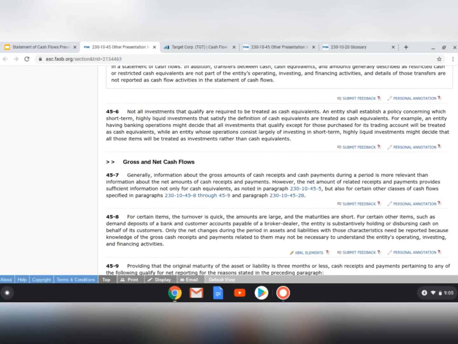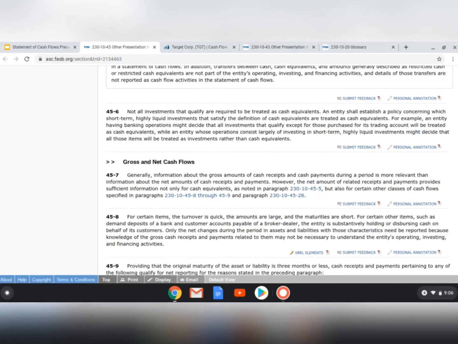So the codification we have is ASC 230-10-45-7. This is just letting us know the difference between gross and net cash flows, which we generally talked about before. It says that generally information about the gross amounts of cash receipts and cash payments during a period is more relevant than information about the net amounts of cash receipts and payments. However, the net amount of related receipts and payments provides sufficient information not only for cash equivalents, but also for certain other classes of cash flows that are specified in later codifications.